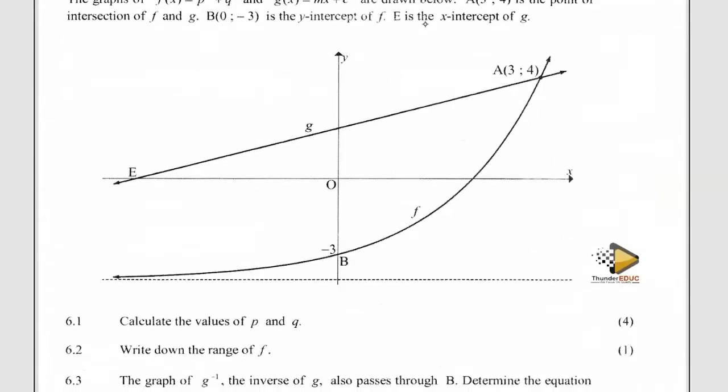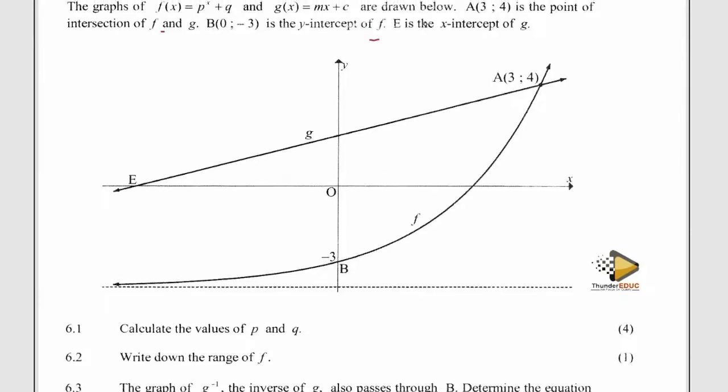Question number 6, okay. The graphs f of x is equal to p to the x plus q and g of x is mx plus c are drawn. A is 3, 4, the point of intersection of f and g. We have P, which is 0, negative 3, is the y-intercept of f, and then E is the x-intercept. Okay, calculate the values of p and q.